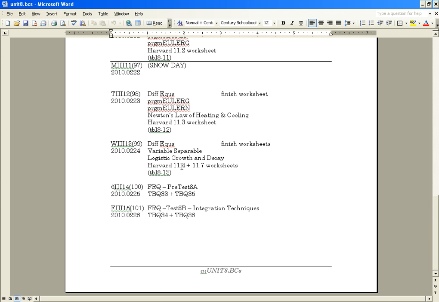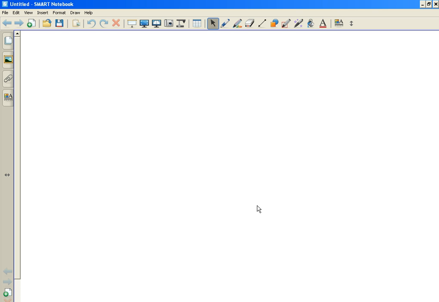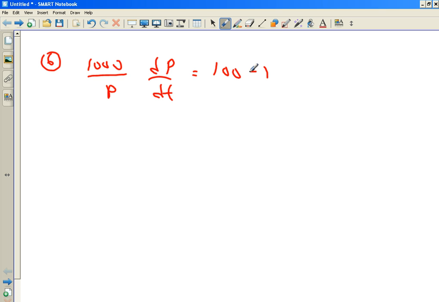We have the growth of an animal population governed by this differential equation. Can we solve this analytically? Let's see. This is number 6 on page 565 of the Harvard Calculus textbook, just giving credit where credit is due. And we have 1,000 over p, dp dt is equal to 100 minus p. So this is a population growth model. It models the growth of a population of, I don't know, black bear in Yellowstone, whatever.